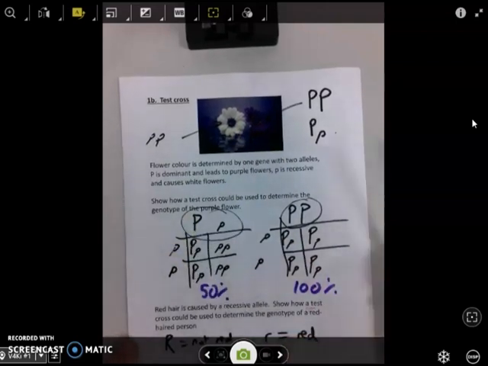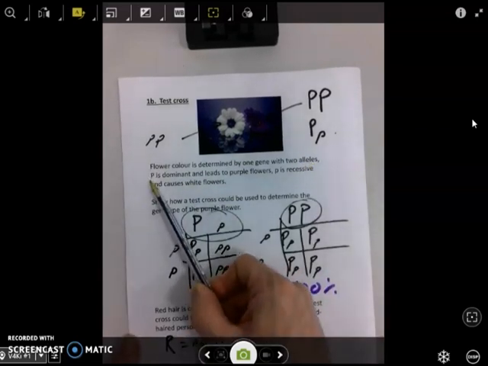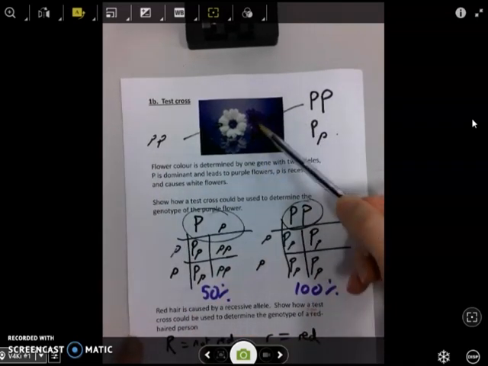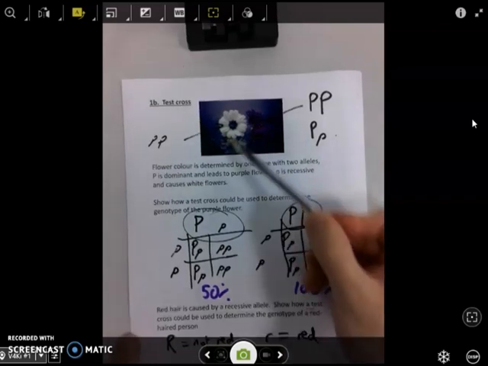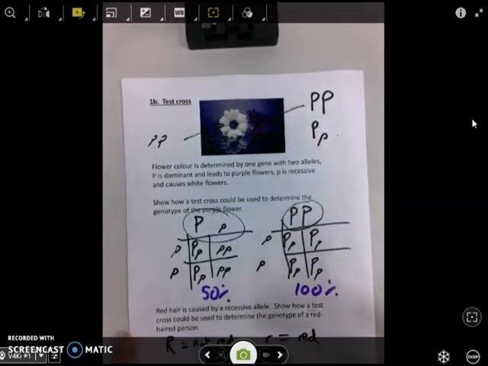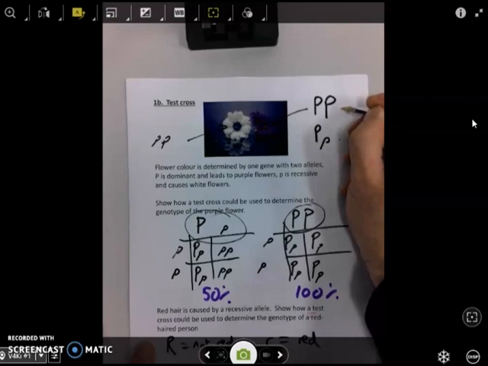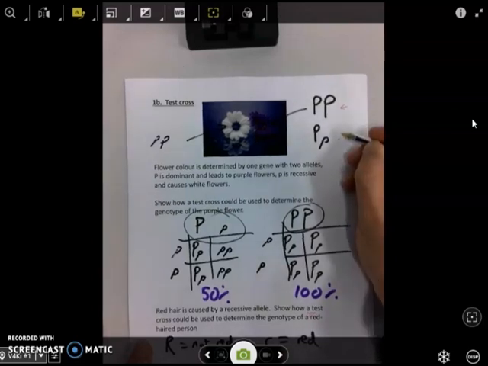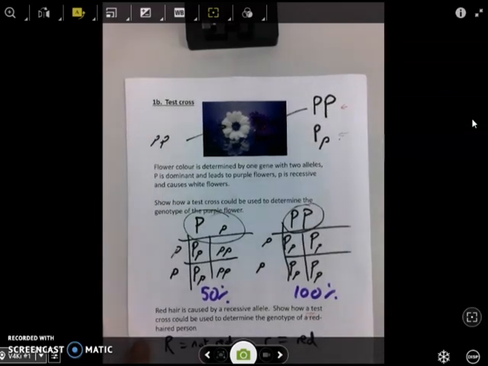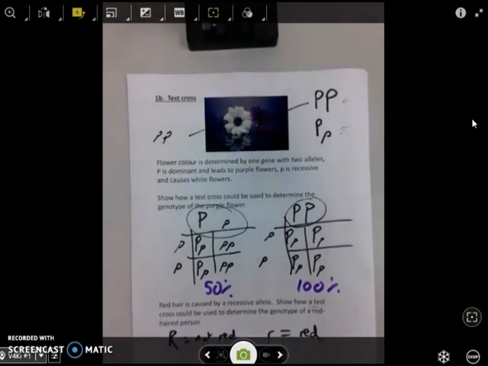Flower colour is controlled by one gene, and it exists in two alleles. So the capital P is the dominant one, and that's purple. And the recessive one, lowercase p, gives white flowers. Now, if you were to go along and find an individual that looked like this, purple flower, it could be homozygous dominant. It could be two capital P's, but it could also be heterozygous, one capital P, lowercase p. You don't know.